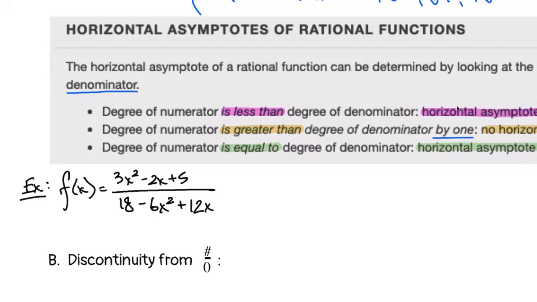Yeah, I would agree that the degree of the numerator is 2. Right, so the degree of the numerator is 2 because 3x squared is the term with the highest power, right? So 3x squared, that's the one with the highest power. The power is 2, so the degree is 2. What would we say about the degree of the denominator?